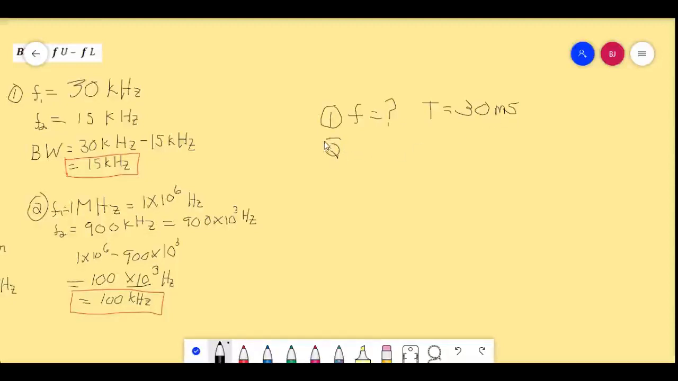Number two, get the wavelength given a frequency of 35 megahertz. Why am I always writing 35? Let me get a different value here. Let's have, I don't know, 47. Yes, 47 megahertz.